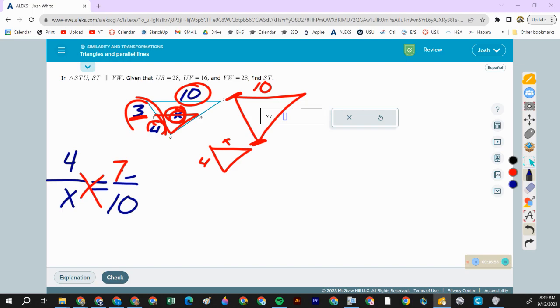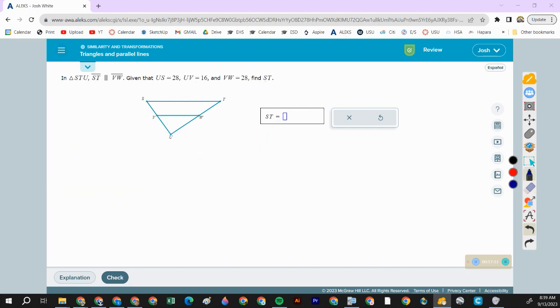Okay, so we cross multiply, and I get 40 equals 7x. Divide by 7. X is 40 over 7. Okay, let's do one that's kind of the same as that. So let's do x, and this side is 4, and this side is 20. Oh, we need one more side. 20 and 36.